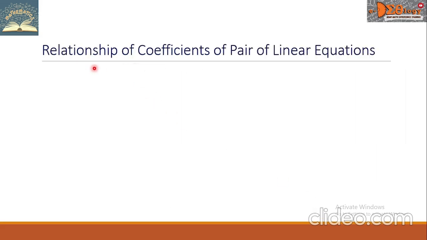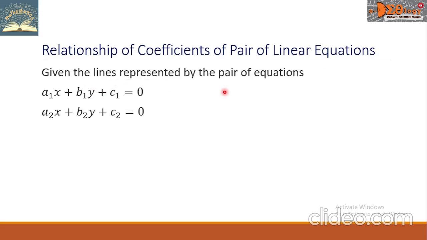Let us see now the relationship of coefficients of pair of linear equations. Given the lines represented by the pair of equations, a sub 1x plus b sub 1y plus c sub 1 equals 0. Second equation is a sub 2x plus b sub 2y plus c sub 2 equals 0. These lines, we call them intersecting lines, if a sub 1 over a sub 2 is not equal to b sub 1 over b sub 2.